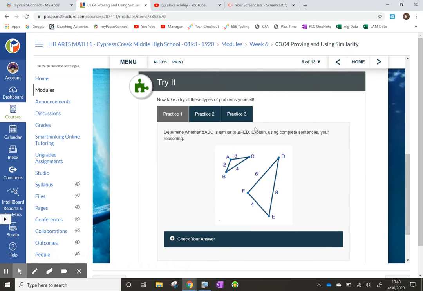So determine whether these are similar. The smallest side here is 2. The smallest side here is 4. So 2 to 4 is doubling. Then 3 to 6, which is doubling, and 4 to 8, which is doubling. So yes, those two triangles do seem like they would be similar.